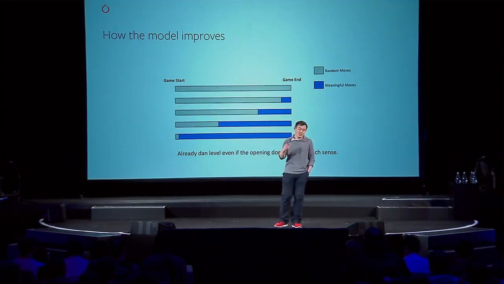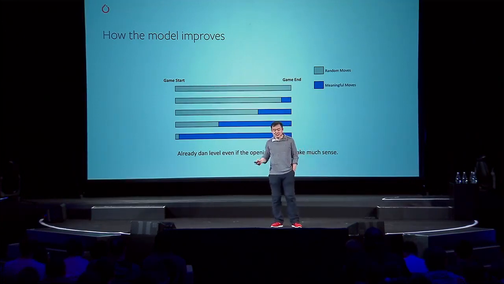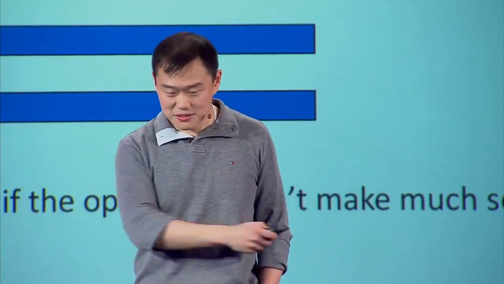So it's actually already achieved a very strong level, even if the opening does not make much sense. I mean, you will see random moves at the beginning. You feel like you're going to beat it. But after a while, you find its mid-game fighting is super strong, and you cannot beat it.